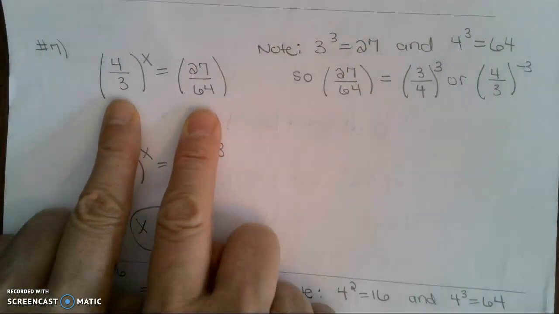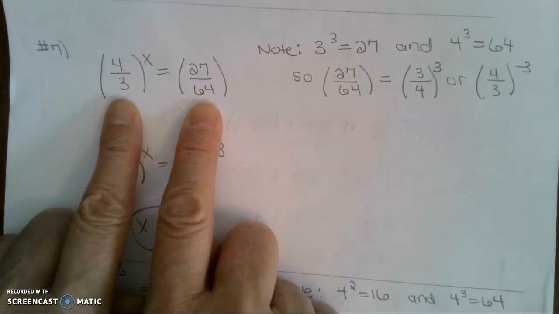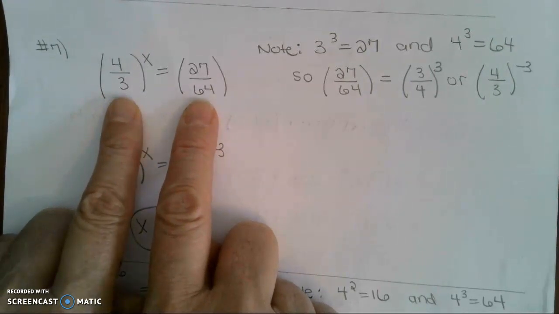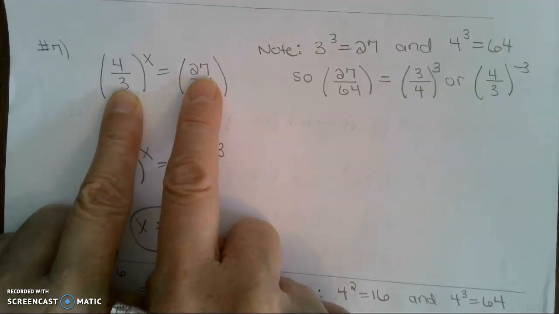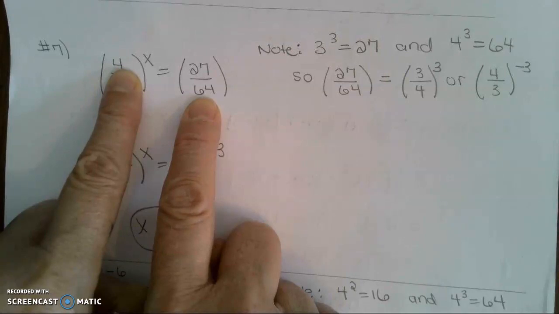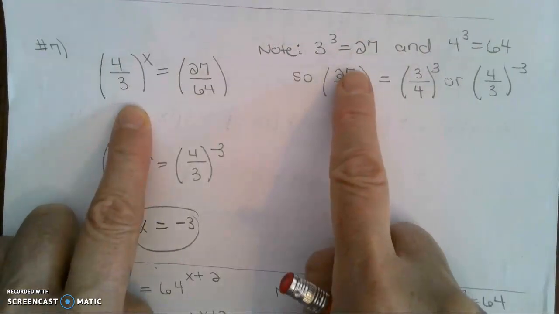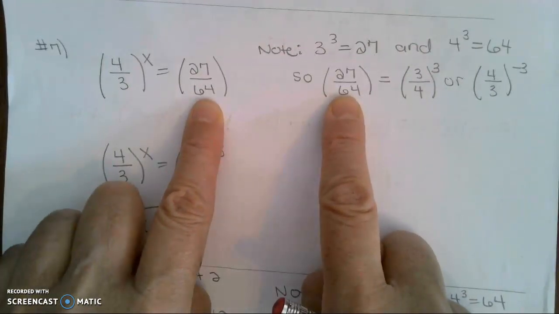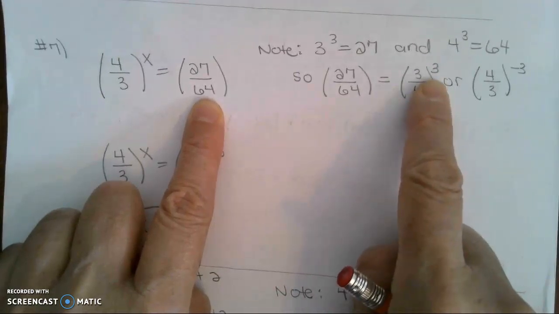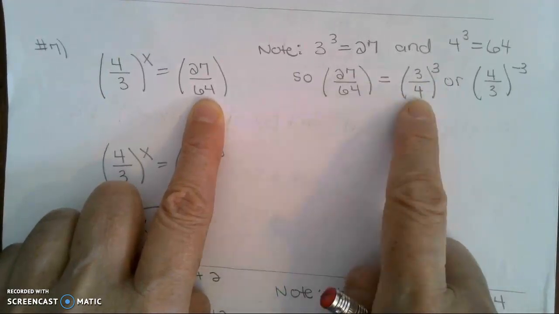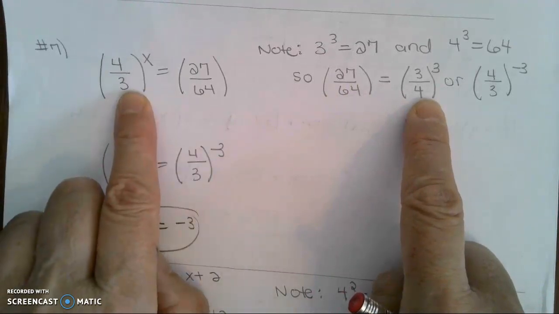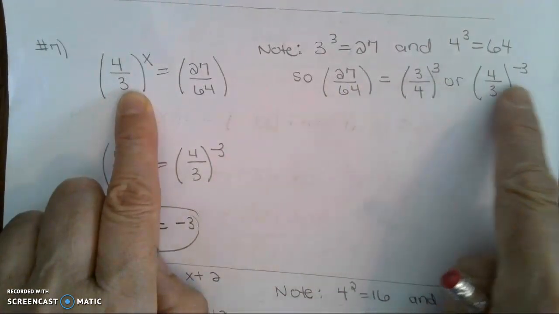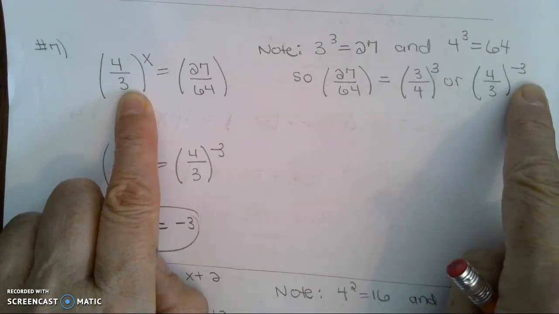Okay, so when I print out number 7 from 12.3 homework, this is what it looks like. So we have some fractions here. So I kind of wrote some notes here. So 3 cubed gives me 27, and 4 cubed gives me 64. I kind of put that up here. So 27 over 64 is the same thing as 3/4 cubed, because 3 cubed gives me 27, 4 cubed gives me 64. Or if I want the same thing as this, I'm going to flip it, and I'm going to put the negative exponent. Okay?